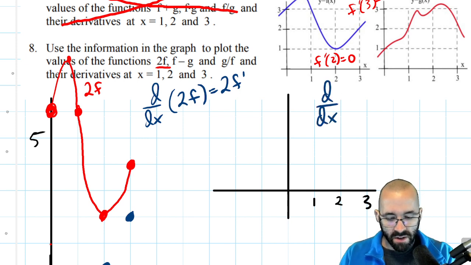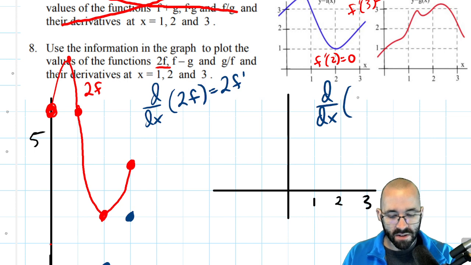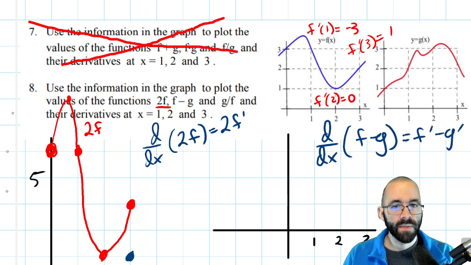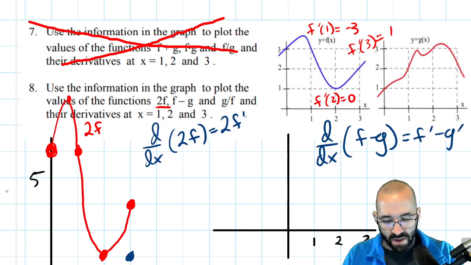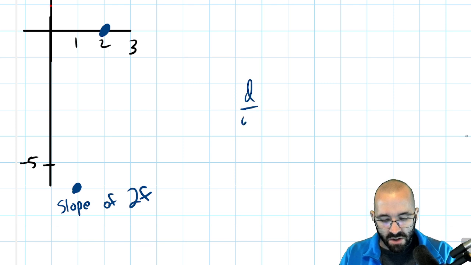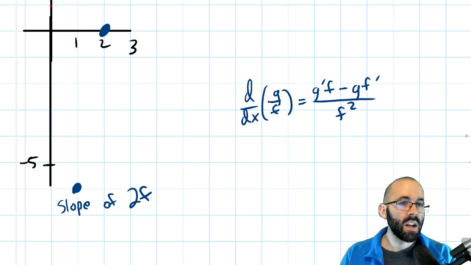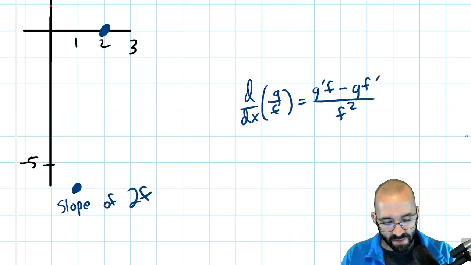To get you started, for the second one, we need to find the slope and the original function values for f minus g. To find the function values, to plot the red graph over here, you just take the blue minus the red, f minus g. To find their slopes, you find each of their individual slopes and subtract them, like so. And then the last one is g over f. So the slope of g over f is low d high minus high d low, square the bottom, and away we go. You'll do that for the last one as well.